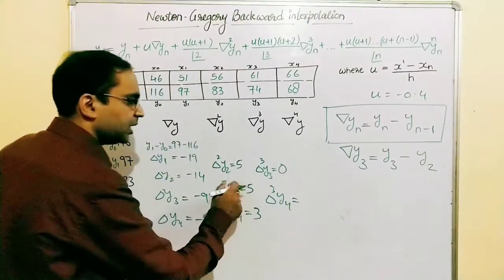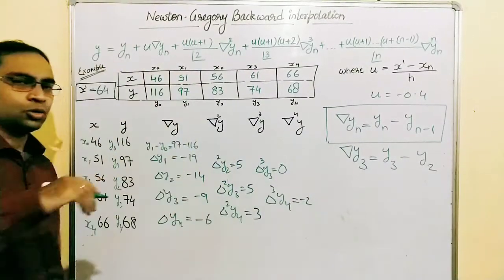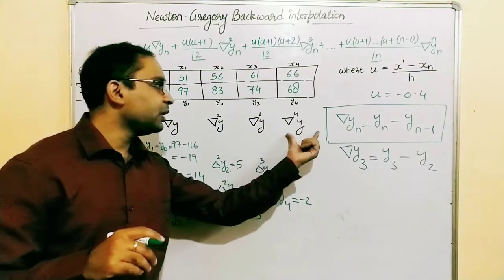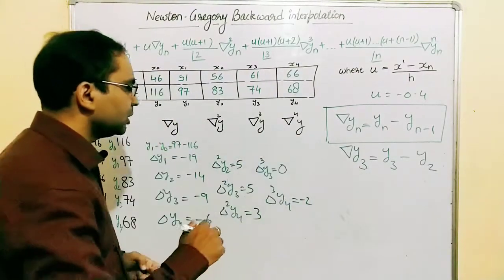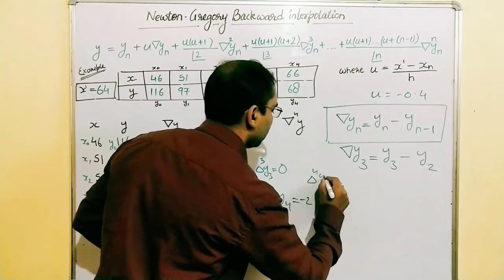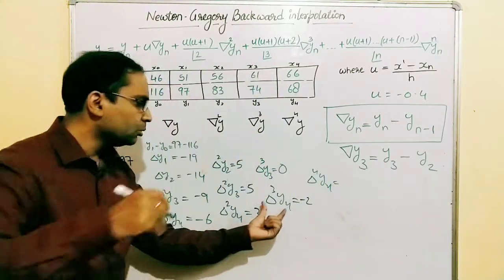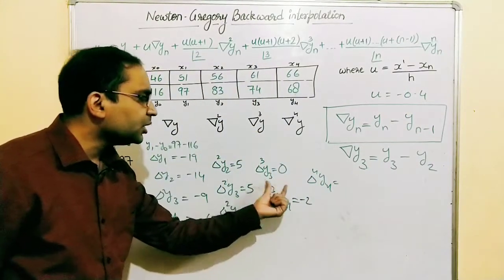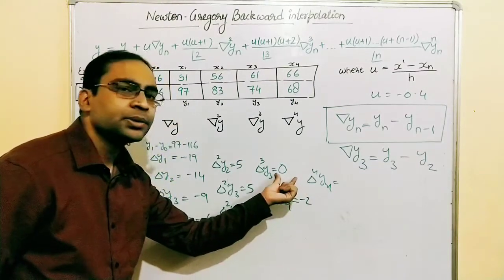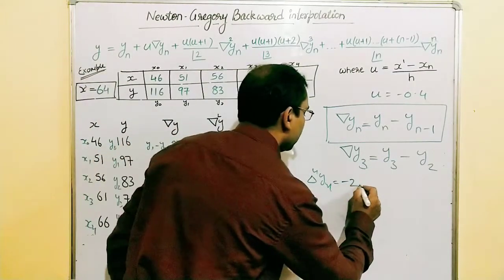This will be 3 minus 5 minus of 2. And in the last column, we have to evaluate this del 4y4. This is equal to del 3 by 4 minus del 3 by 3. This is minus 2 and minus 0. So this is finally minus of 2.